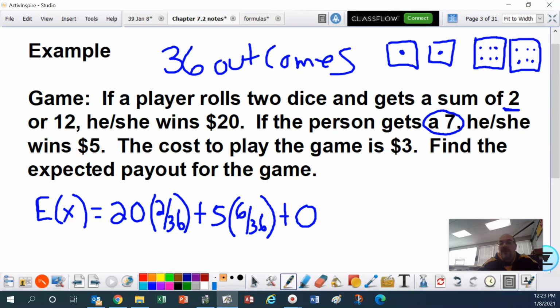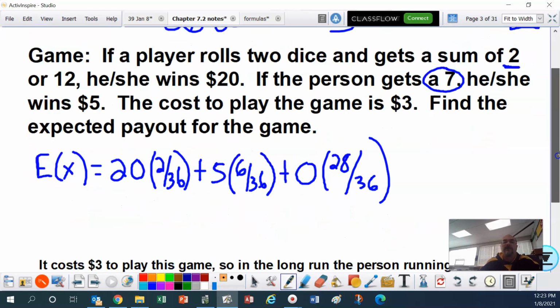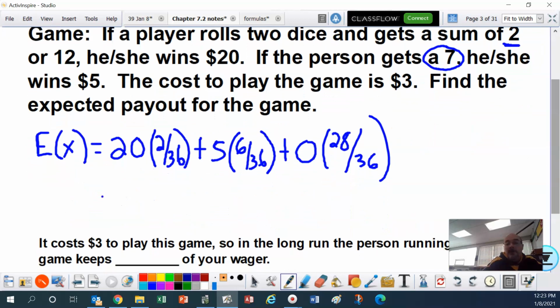So your chance of not winning would be the rest of them, right? So that uses 8 out of 36, so that would be 28 out of 36? Now, again, that one is not necessary because 0 times anything is 0. So you could technically leave that off. All right, now, if I punch that into the calculator, ladies and gentlemen, I'm going to get $1.94. That is the expected payout.